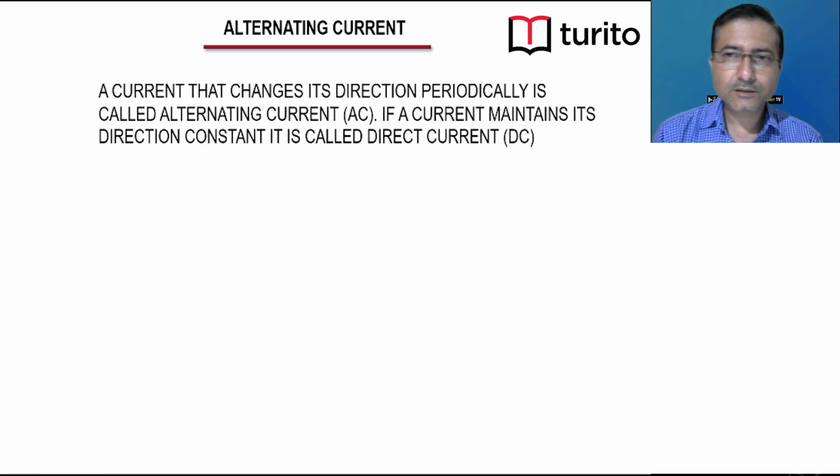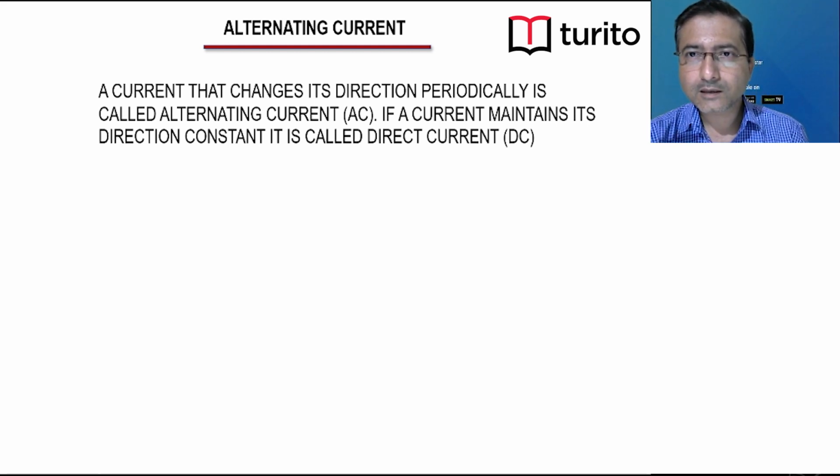By definition, a current which changes its direction comes under the category of alternating current, while direct current will have a fixed direction; it is not changing its direction. Alternating current changes direction periodically. It also changes the magnitude periodically. So magnitude and direction both are changing periodically, while for direct current there is no change in the direction.